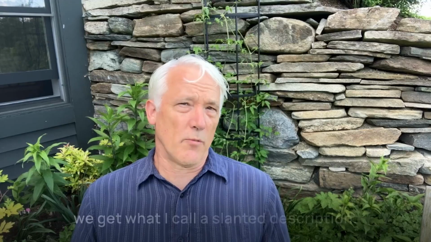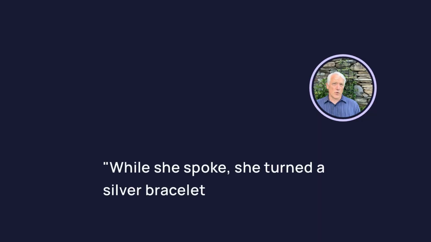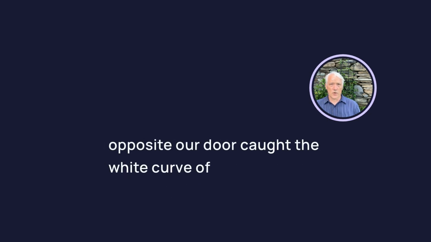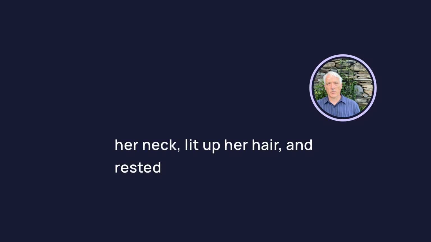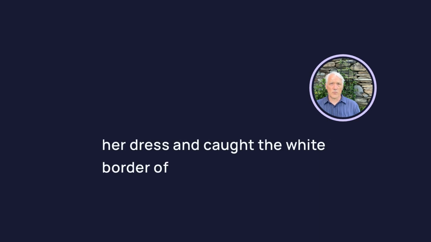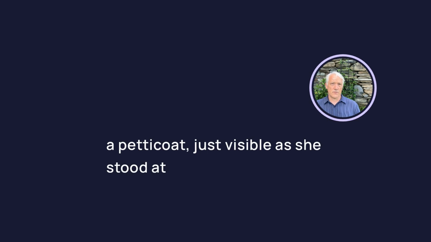Later, we get what I call a slanted description. "While she spoke, she turned a silver bracelet round and round her wrist. The light from opposite our door caught the white curve of her neck, lit up her hair. It rested there, and, falling, lit up the hand on the railing. It fell over one side of her dress and caught the white border of a petticoat, just visible as she stood at ease."